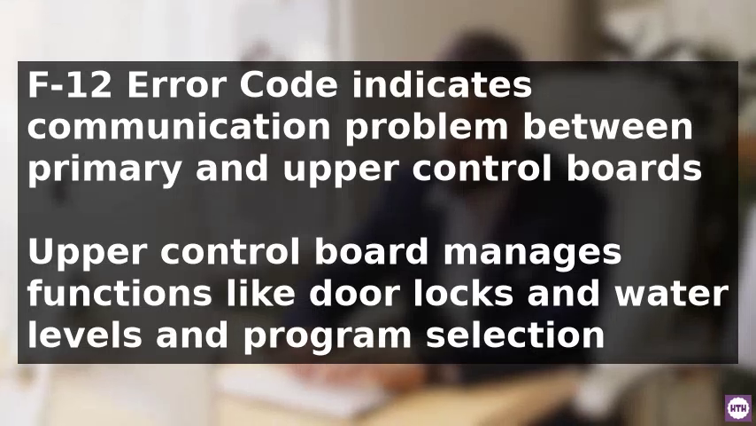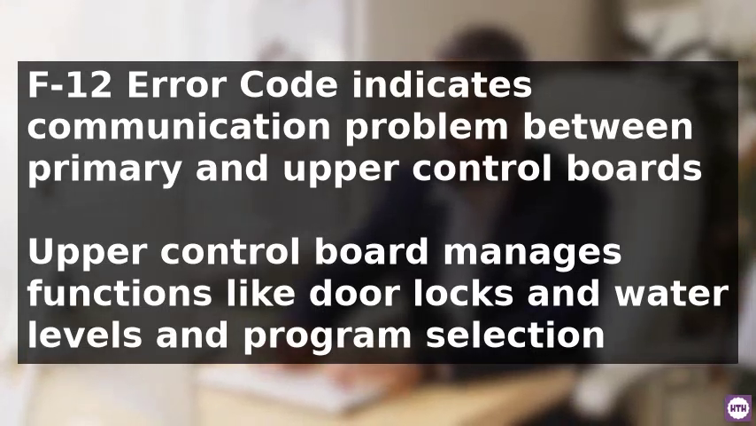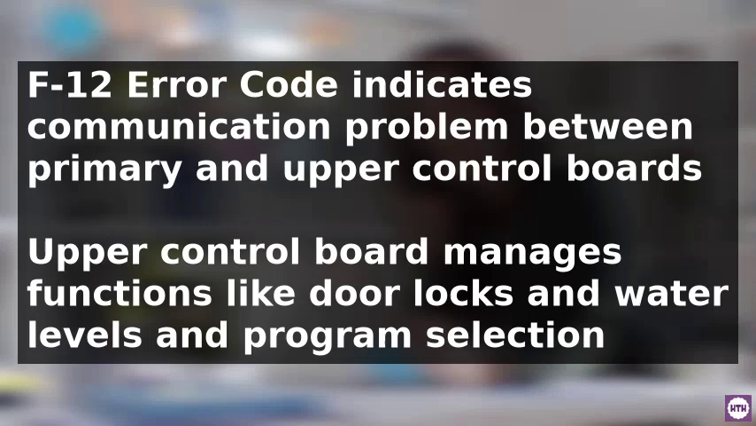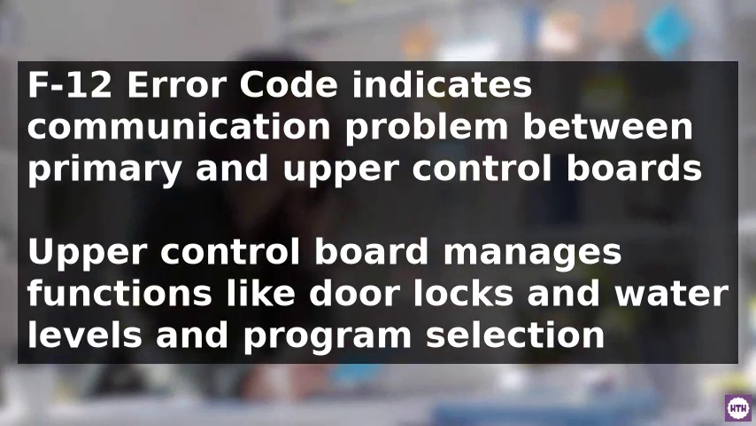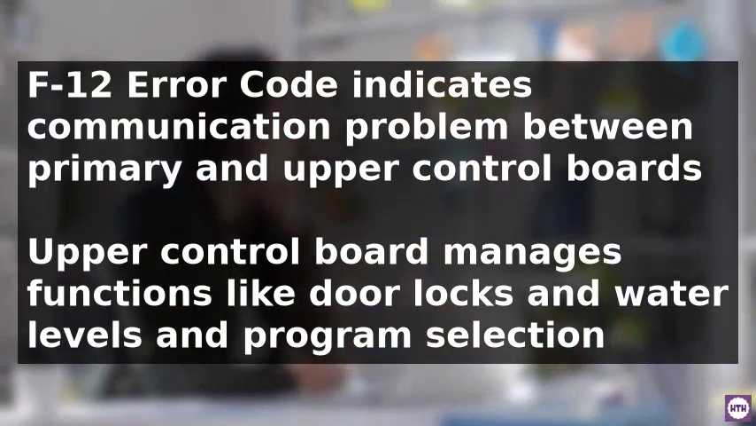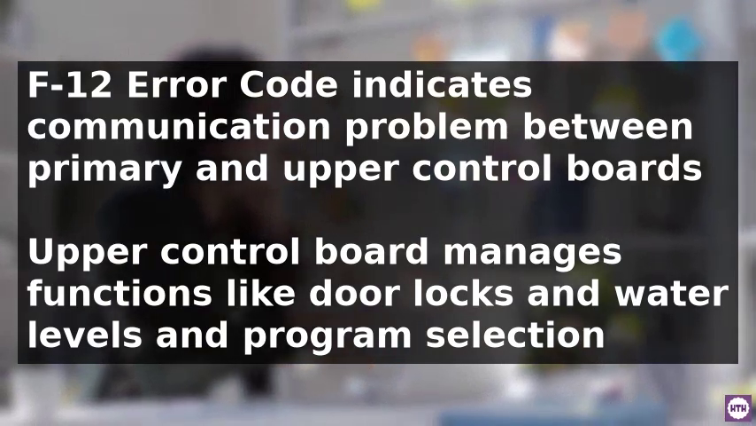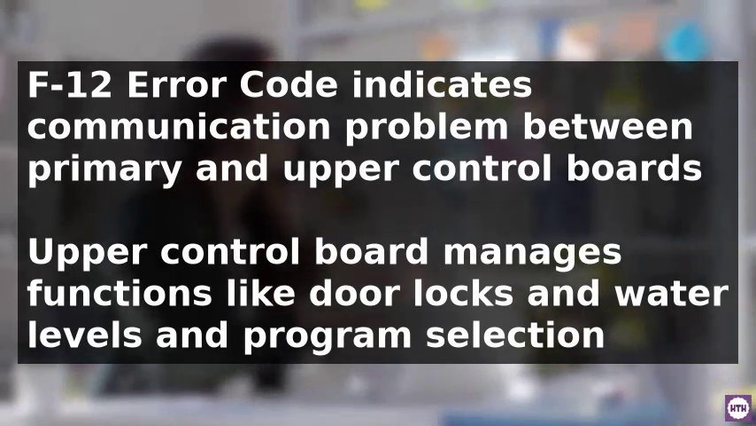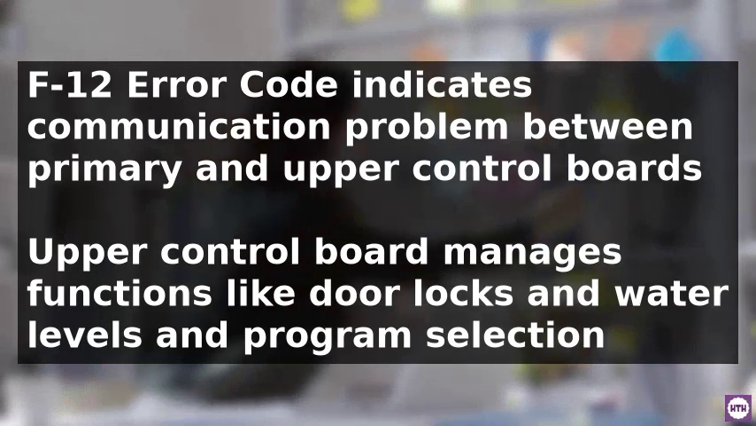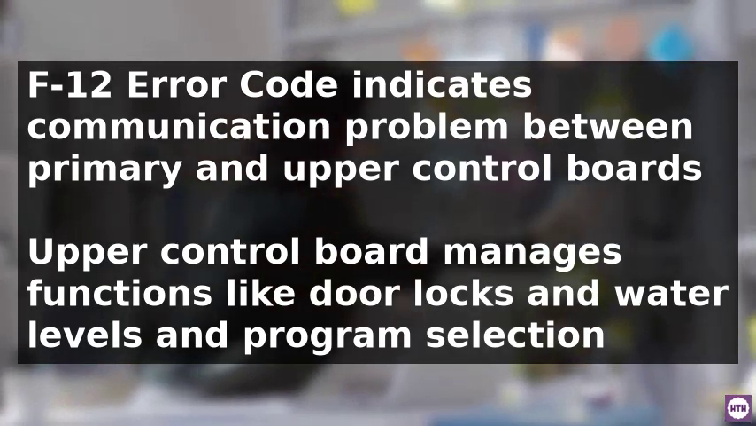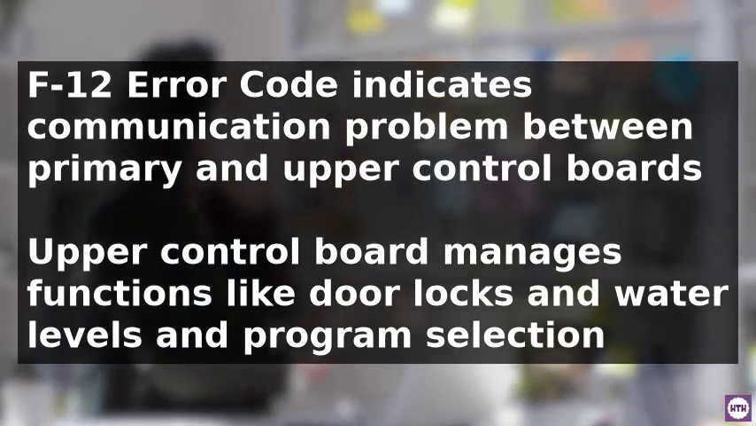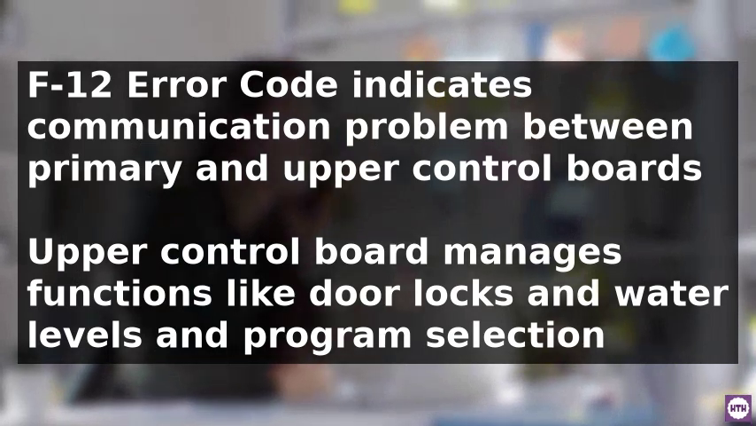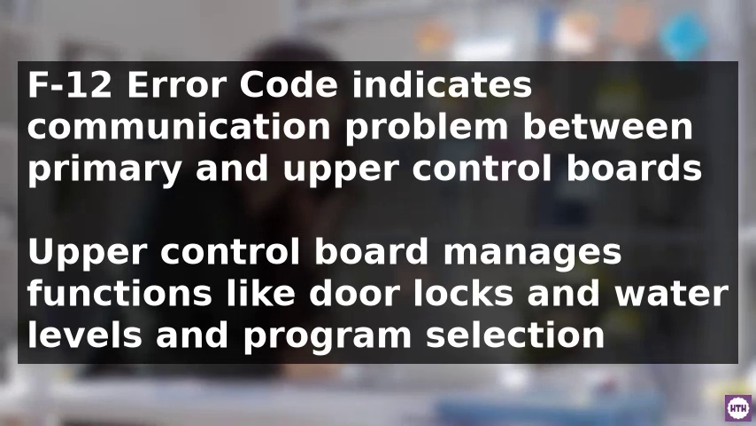The F12 error code in a Hotpoint washing machine indicates a communication problem between the primary and upper control boards. The upper control board manages functions such as door locks, water levels, and program selection, while the main control board receives this information and controls essential components like the monitor, pump, and others. When communication between these boards is disrupted, the machine displays the F12 error code to prevent potential damage.